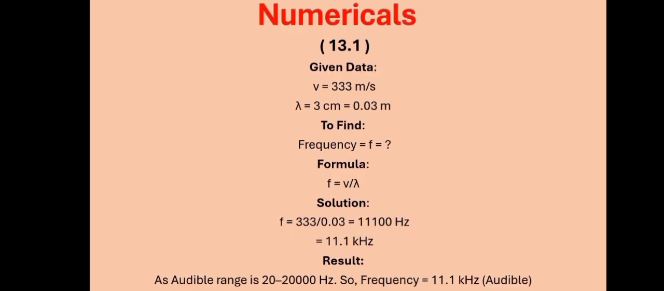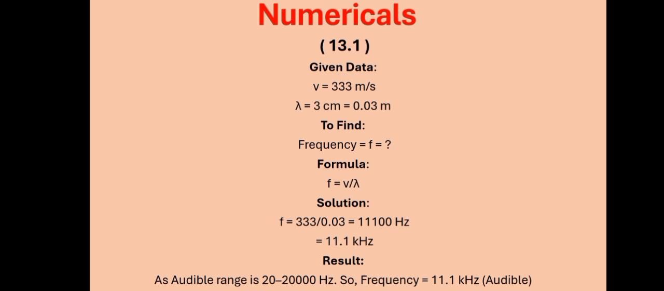Numerical 13.1. The data is given. V is equals to 333 meter per second and the lambda, यानी wavelength, is equals to 3 centimeter. सेंटीमीटर से कन्वर्ट करेंगे मीटर के लिए. For this we have to divide the 3 by 100. 3 को 100 पे डिवाइड करने से सेंटीमीटर कन्वर्ट हो जाएगा मीटर में. That will be equals to 0.03.